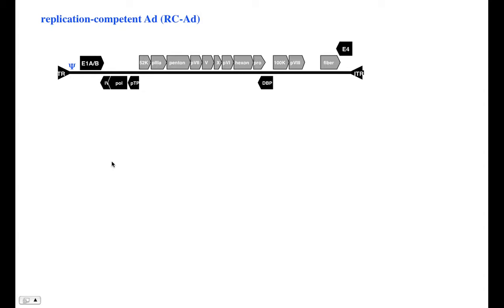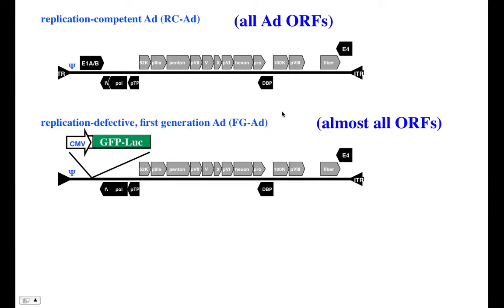and this is an example of a replication competent. You still have E1, and you still have packaging signals and ITRs, but you can replace that E1A and get replication defective. This virus up top is just wild type virus. This is what you would find if you went out and sampled a sick person.